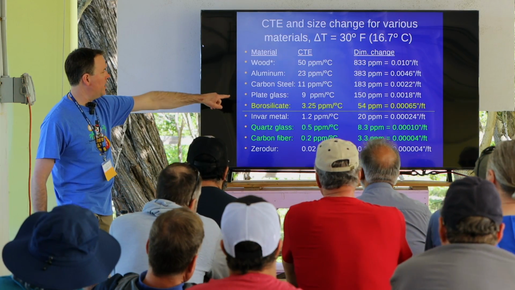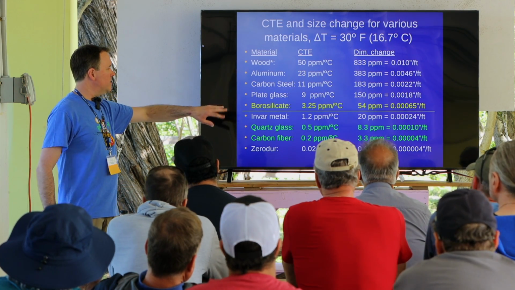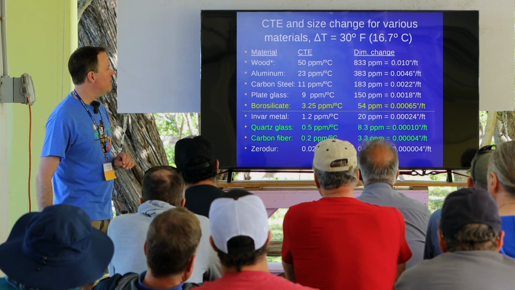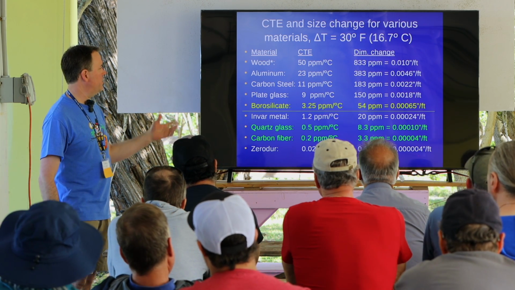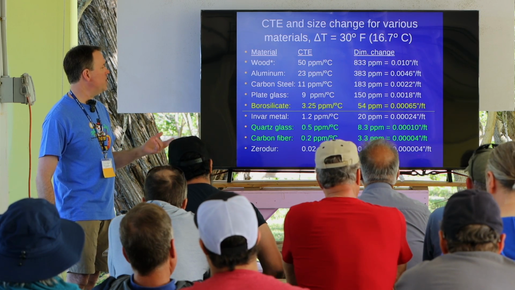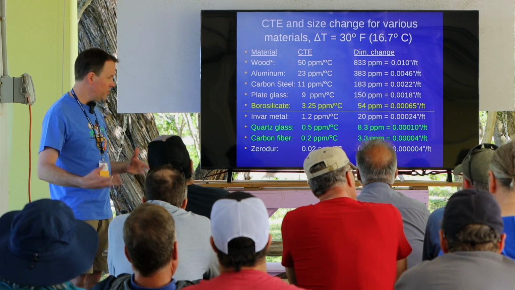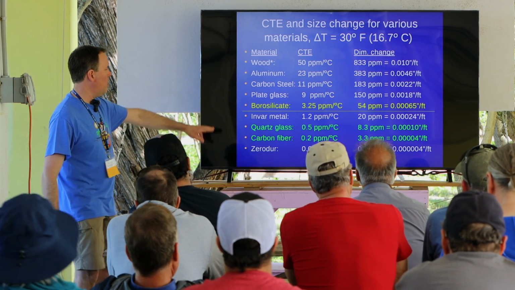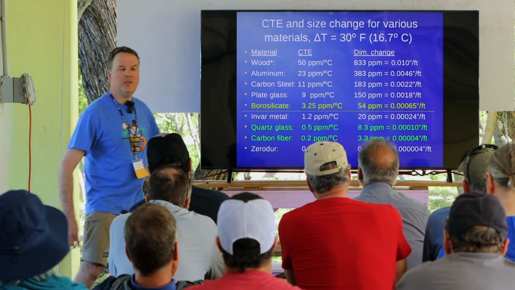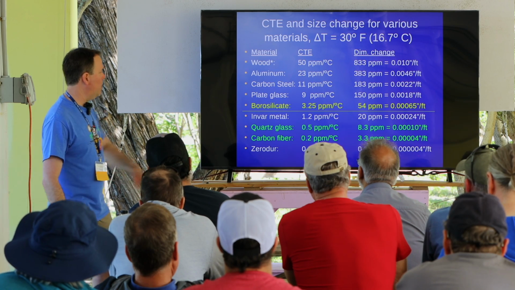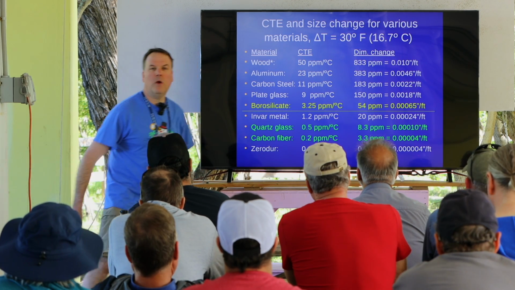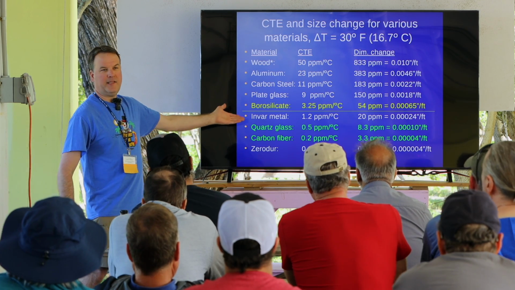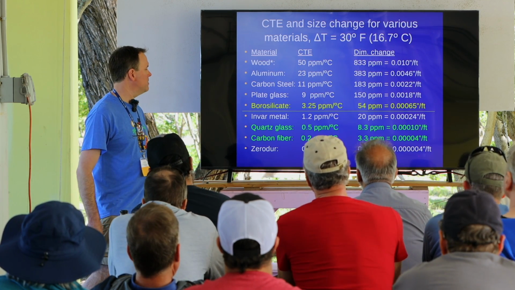So we're talking about 6.5 ten-thousandths of an inch of expansion per foot per degree C, just to give a little bit of perspective. And then we get down into Invar, which is a common metal used in optical instruments because it has very low CTE at only 1.2 parts per million. Quartz is less than half of that, at about a half.